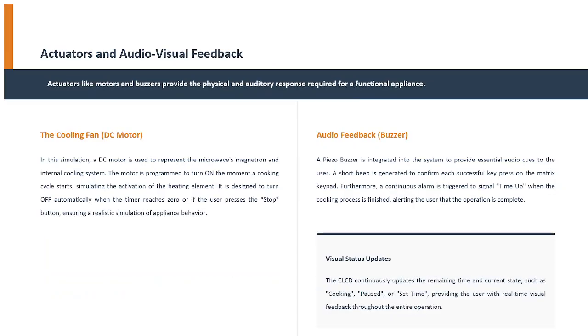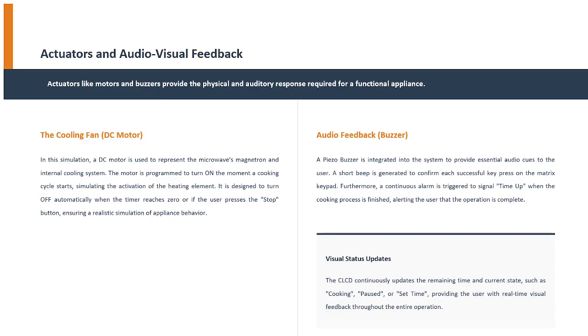Actuators and audio-visual feedback. The cooling fan, DC motor. In this simulation, a DC motor is used to represent the microwave's magnetron and internal cooling system. The motor is programmed to turn on the moment the cooking cycle starts, simulating the activation of the heating element. It is designed to turn off automatically when the timer reaches zero or if the user presses stop, ensuring a realistic simulation of appliance behavior.